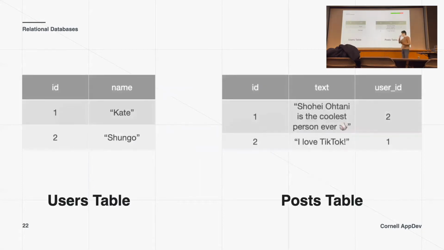So again, let's say we have two tables in our database. We have a users table and we have a posts table. Let's say in our users table, all we store are names, and in posts, all we store is text.